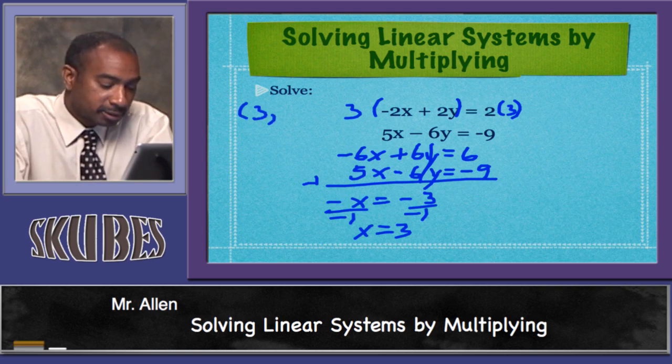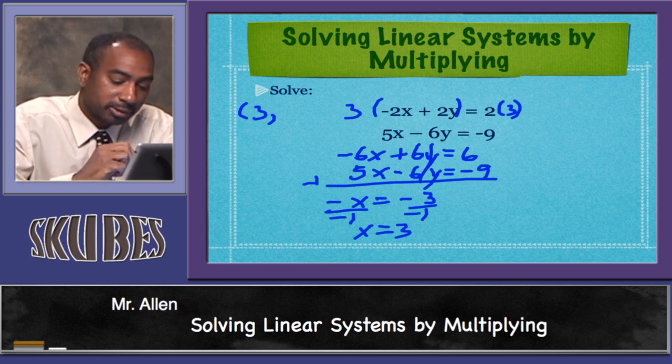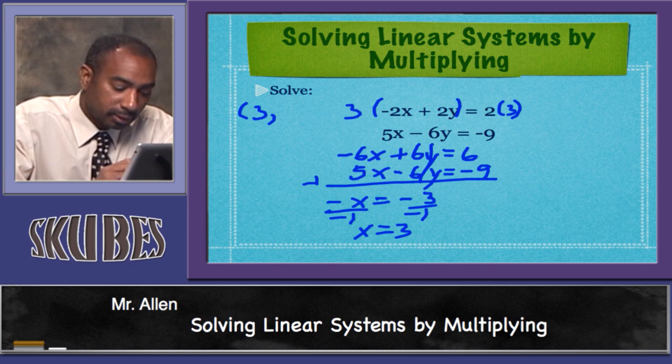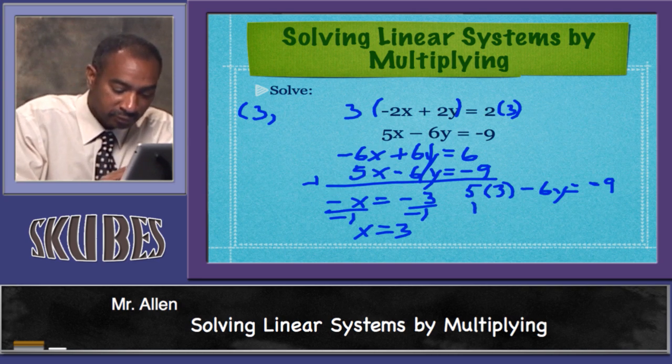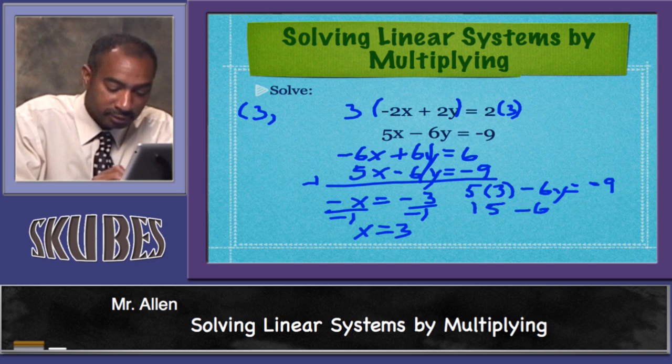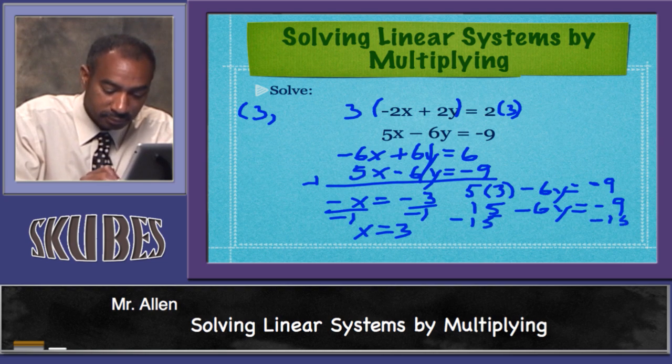I can substitute x equals 3 into the top or bottom equation. Let's say I use the bottom equation. So what I have now is, instead of 5x, I'm going to put 5 times 3 minus 6y equals negative 9. So that's 15 minus 6y equals negative 9. I subtract 15 from both sides.